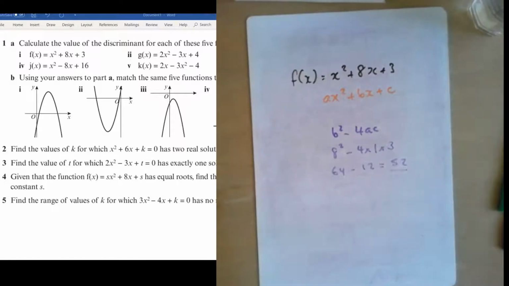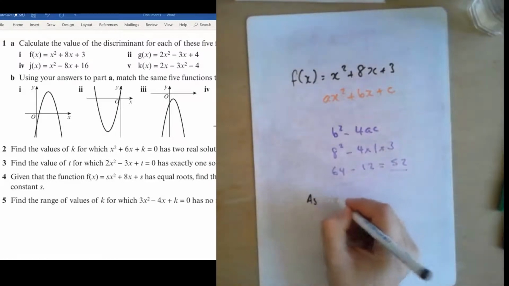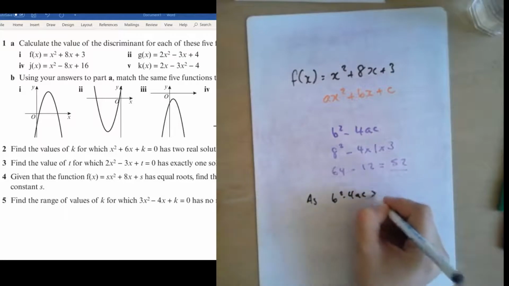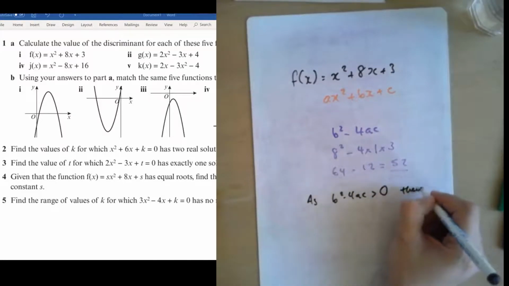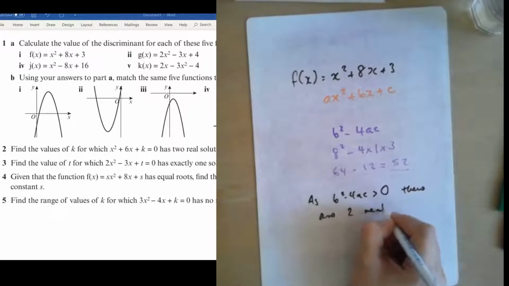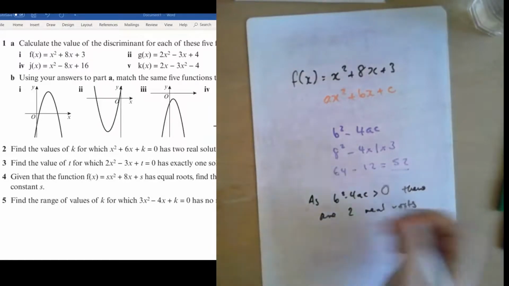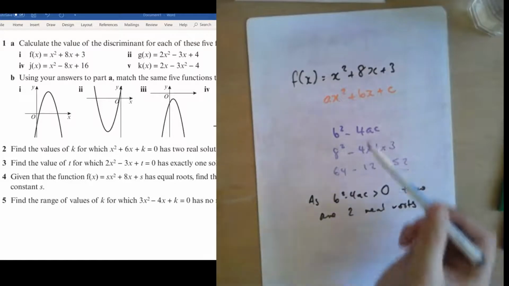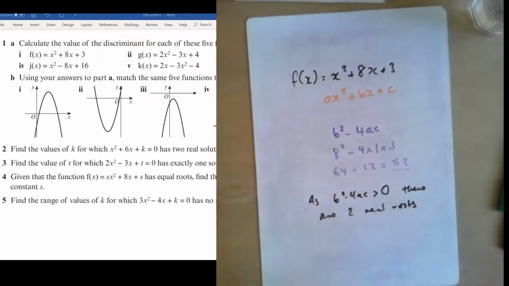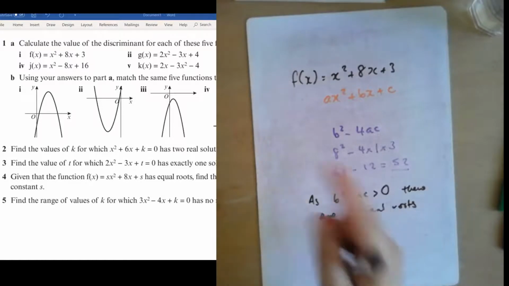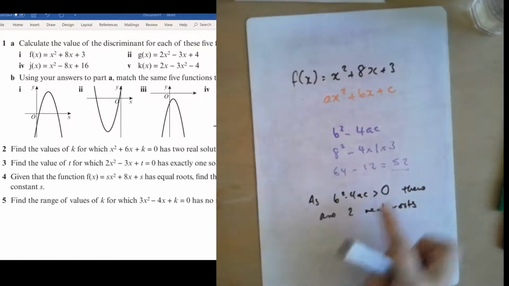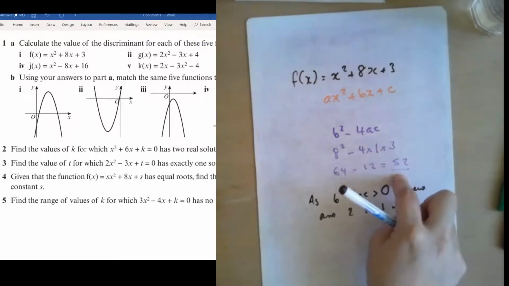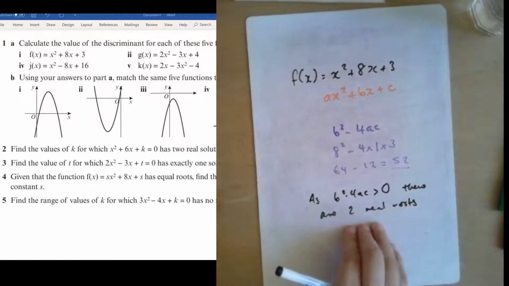If you did have to say how many roots there were, you would say there were 2 roots because it is above 0. So if you did have to make some sort of statement, you can say as b squared take away 4ac is more than 0, there are 2 real roots. Or as long as you make some sort of statement about how the discriminant is positive, and so there would be 2 real roots. That's only if they ask you for a description. Here, they're only asking for the actual discriminant. So when they're talking about the discriminant, 52 is fine. You don't need to make a statement. But if they do ask you to make a statement, you'd say something like that.